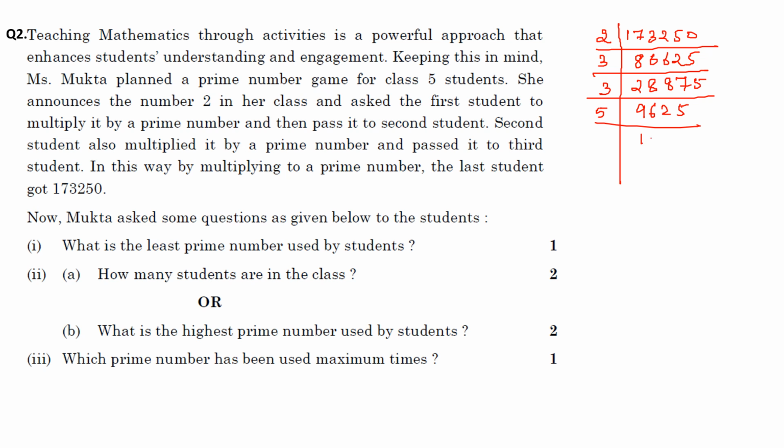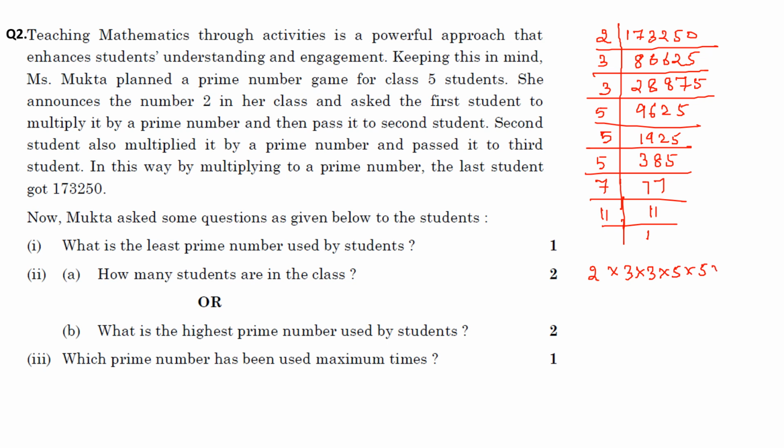So 1925. Next again 5 table, 385. Again 5 table, 77. Then 7 table, 11. 11 times 1. So now this is the prime factorization. So let me write here, it is 2 into 3 into 3 into 5 into 5 into 5 into 7 into 11. Now this first number is given by the teacher to the first student, isn't it?